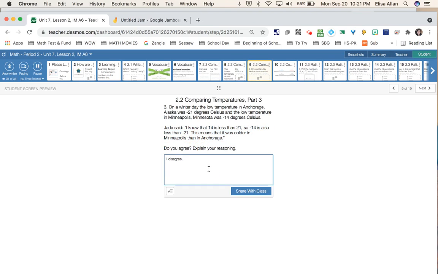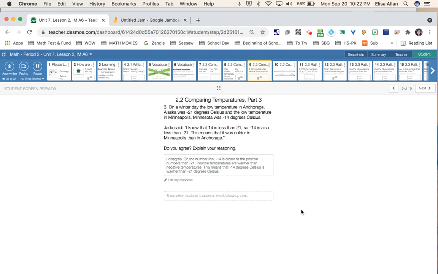isn't quite correct, right? And one of the ways we can explain this might be that on the number line, negative 14 is closer to the positive numbers than negative 21. Positive temperatures we know are warmer than negative temperatures, so this means that negative 14 degrees Celsius is warmer than negative 21 degrees Celsius.